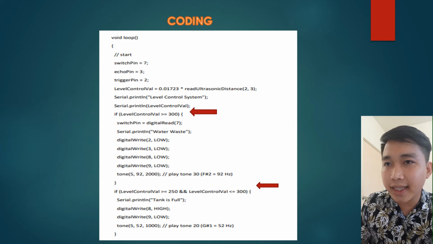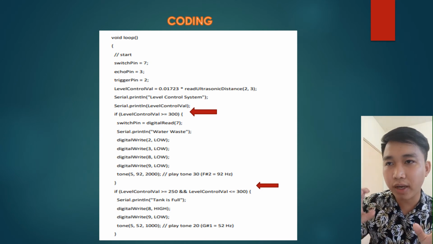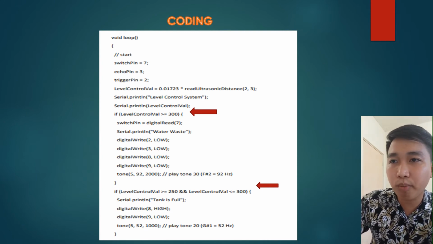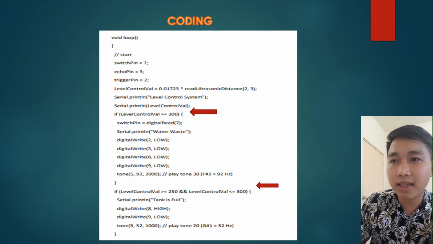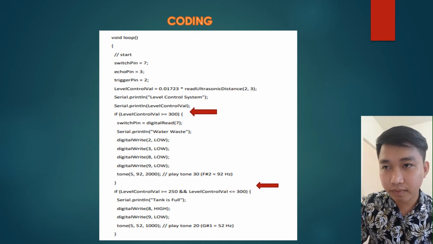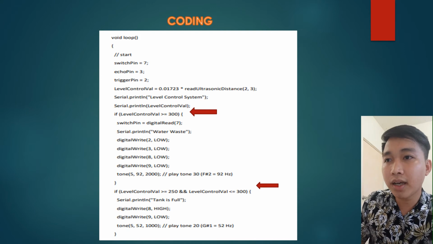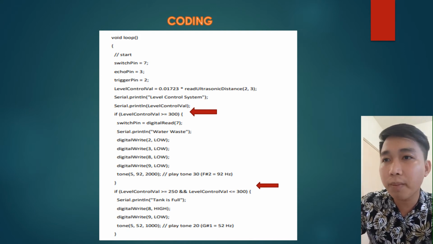And at the second situation here, if the water level is between 250 and less than 300, the serial print or the output will show that the tank is full, and digital write is high, meaning the DC motor is still activated. And we can see here that the buzzer will ping with tone 20.